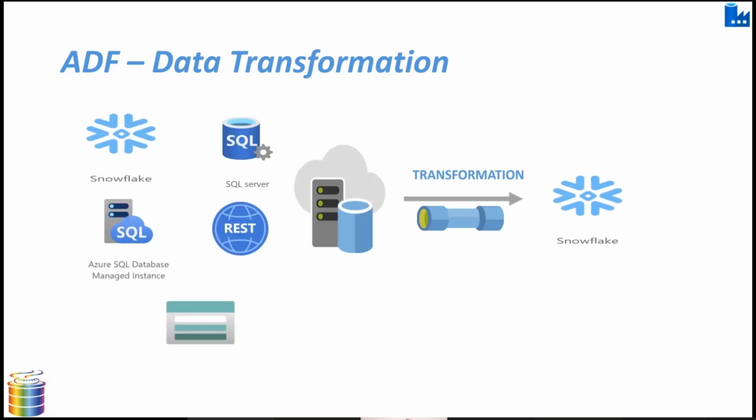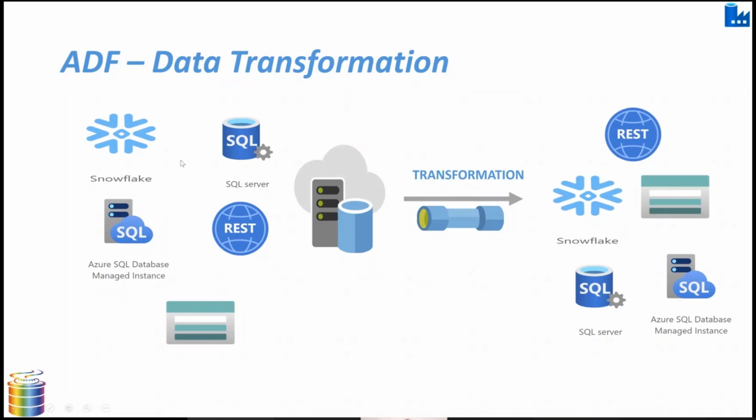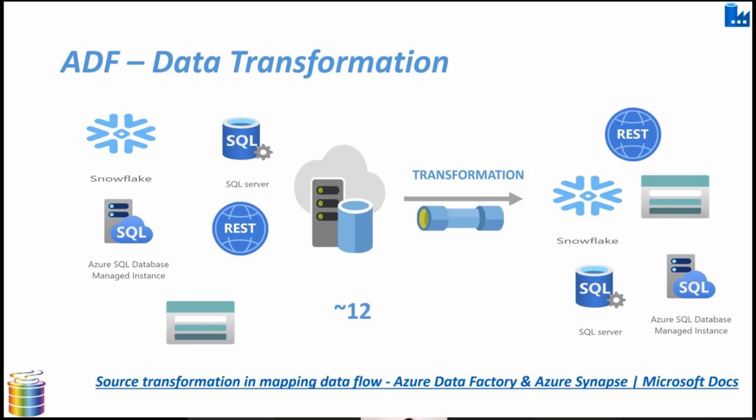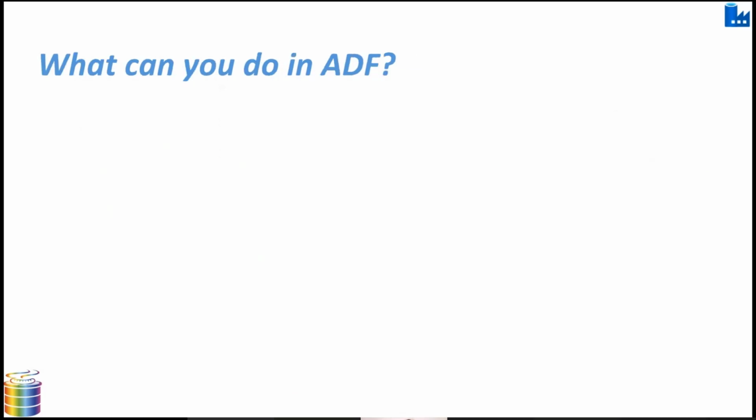For transformation, you have various data sources available, and you can transform your data to and from these data sources. There are around 12 data sources available. You can transform your data from one form to another form and load it as well. Here is a link that provides information on which data source you can use as a source in a mapping data flow, as a sink, or both. So let's move into what you can do in Azure Data Factory.